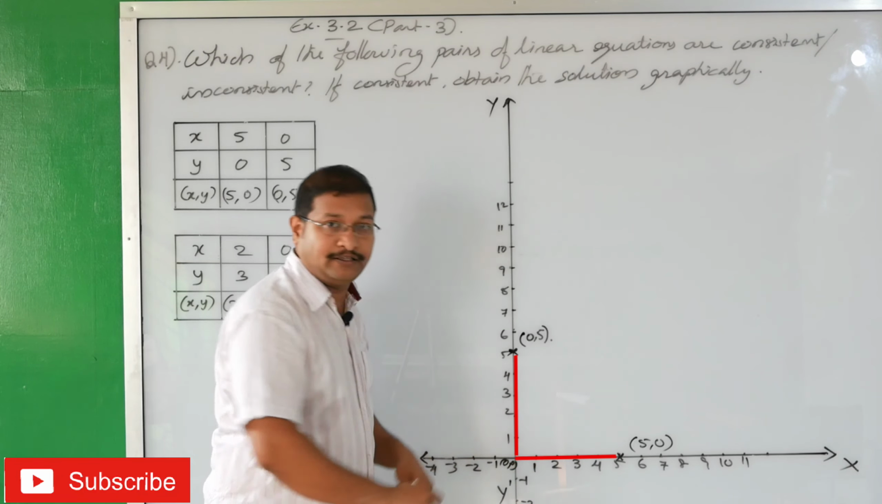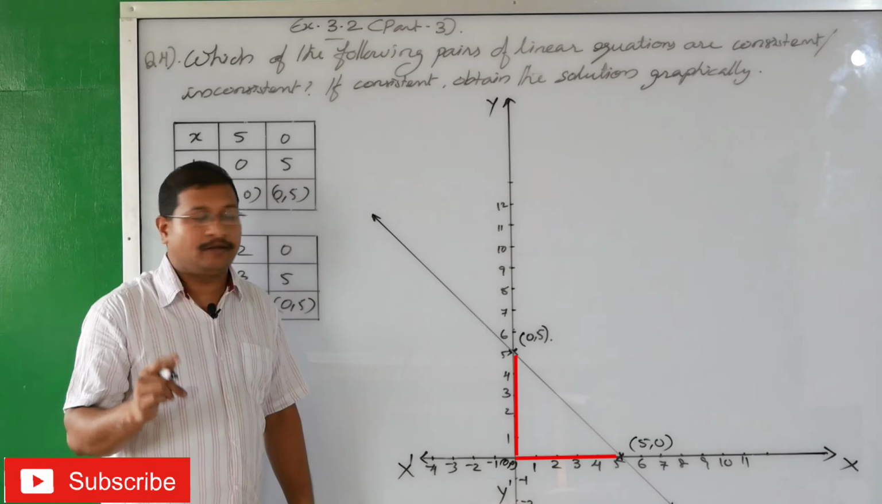Now we will join these. So we got the line now. What will we do? We will write the first equation. What is that? X plus y minus 5 equals 0. Let us see the second table. What is that? X equals 2, y equals 3.